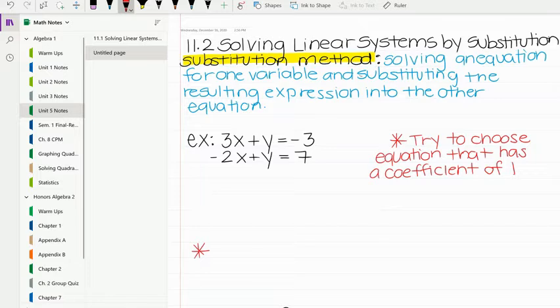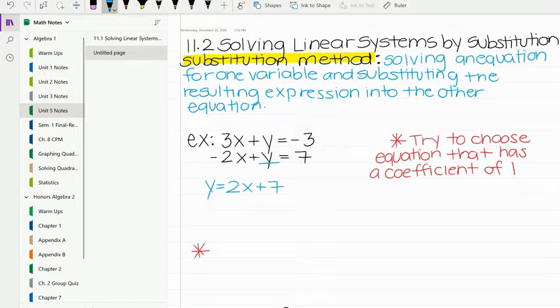Looking at both of these equations, they both have y by itself, meaning you don't have a 2 in front of it, or in this case a 3 or a -2. So we can actually pick either one. I'm going to just go ahead and use the second one. Again, what I want to do is solve that equation for y. So I'm trying to get y by itself. When I do that, I basically am just going to add 2x to the other side. So I get y equals 2x plus 7.